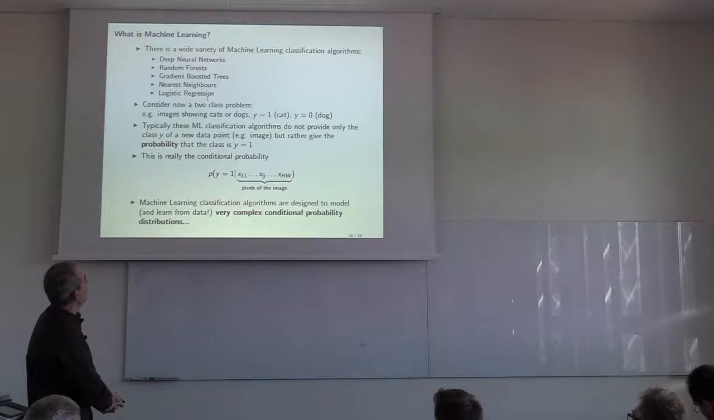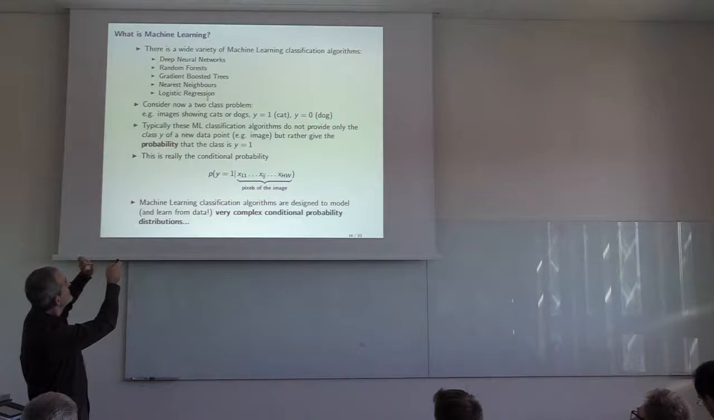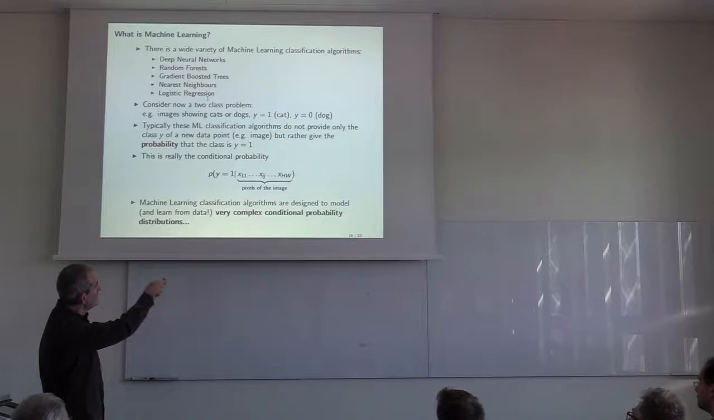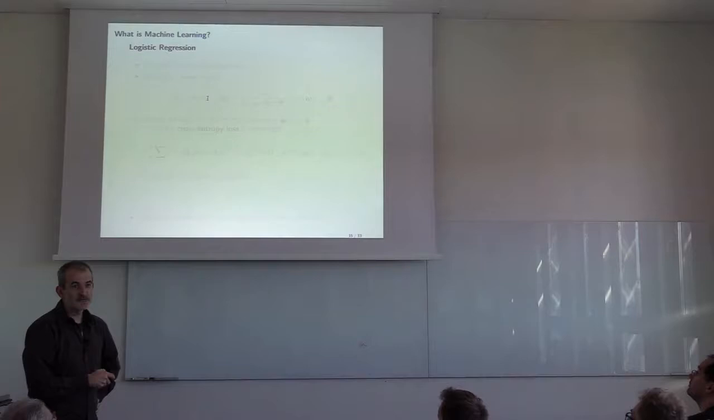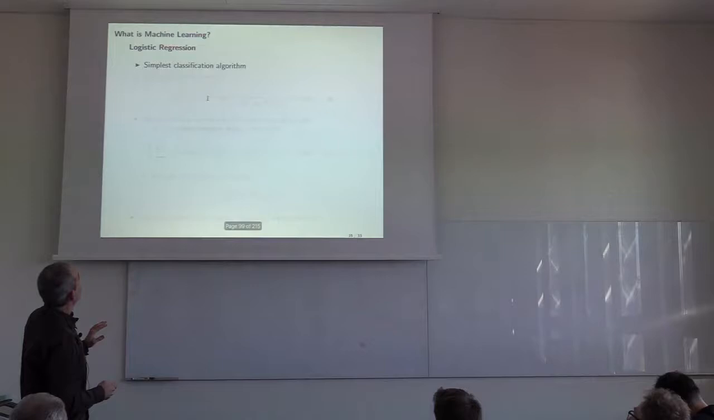So let me now give two examples. In my talk later, I will use mostly gradient boosted trees and logistic regression, just for you to see how this works in practice. First, I will say a few words about logistic regression. This is the absolute baseline, simplest possible classifier, which is basically just a linear model.